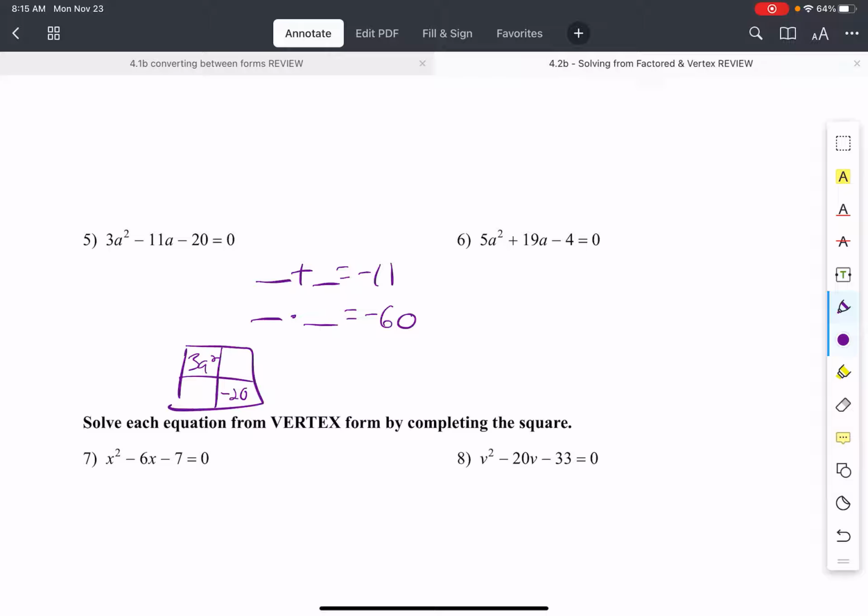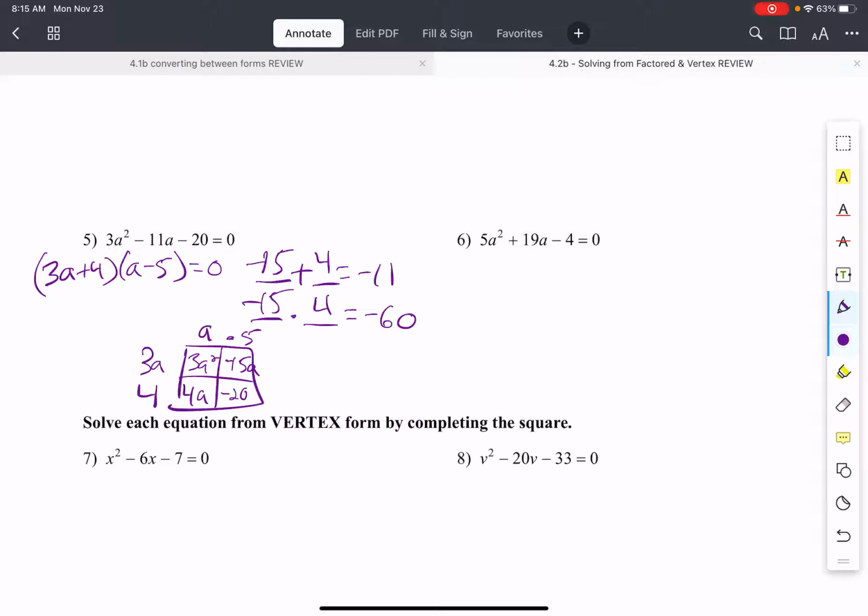15 and 4. Oh, good one. Which one should be negative? The 4 or the 15? The 15. Good. So negative 15a and 4a. Now I'll take out my GCF. So 3a, 4a, and negative 5. So my factored form is 3a plus 4 and a minus 5.